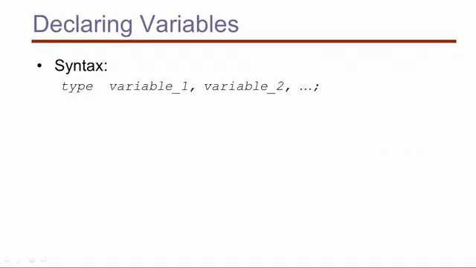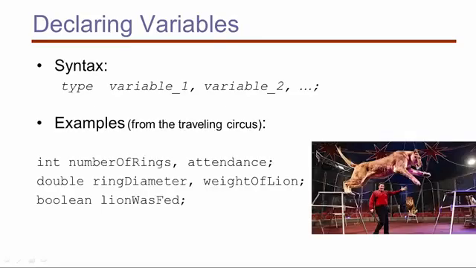More formally, the syntax to declare variables is to specify the type desired and then follow the type with a comma-separated list of identifiers that we want to have that type. And the list is terminated with a semicolon. Here are some examples from the circus. We see we have 2 variables, number of rings and attendance, whose purpose is fairly clear from their descriptive names. Since the number of rings in the circus and the number of people in attendance are whole numbers, we have declared these variables to be of type int.